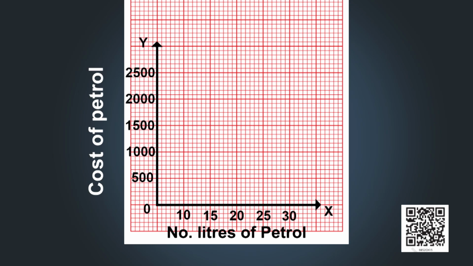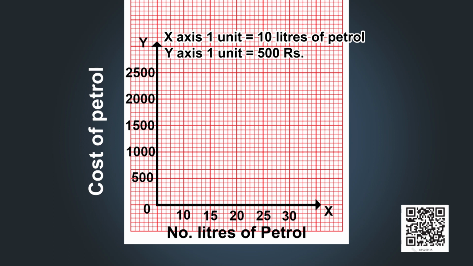Now let's plot the graph for the above situation. To plot the graph, first mark the number of liters of petrol bought on the x-axis and the cost of petrol on the y-axis. Take the scale as 1 unit equal to 10 liters of petrol on the x-axis, and 1 unit equal to 500 rupees on the y-axis. The coordinates of the 4 points will be (10, 1000), (15, 1500), (20, 2000), (25, 2500). We will plot the points and join them to form a straight line.